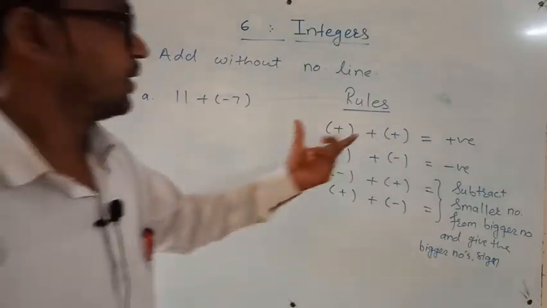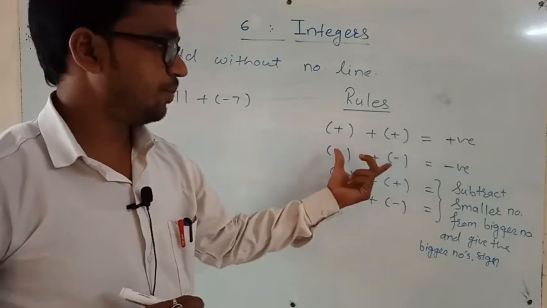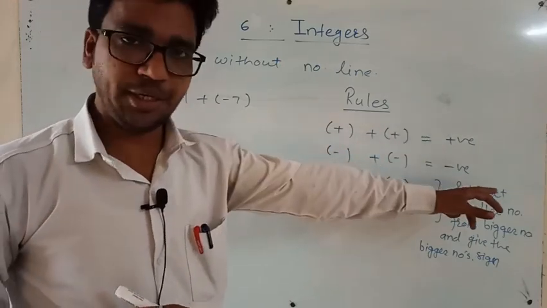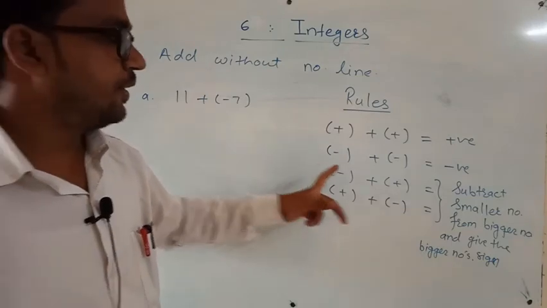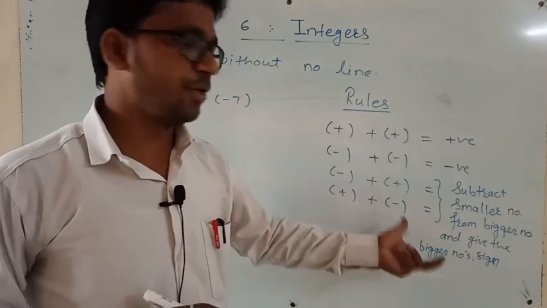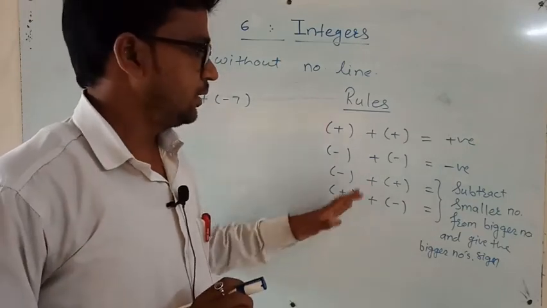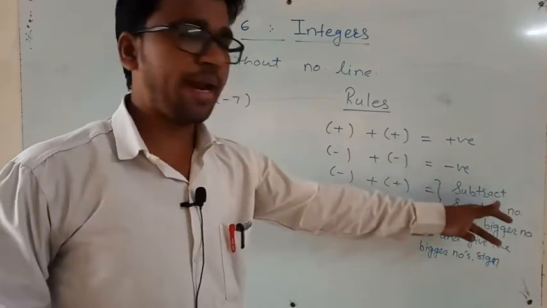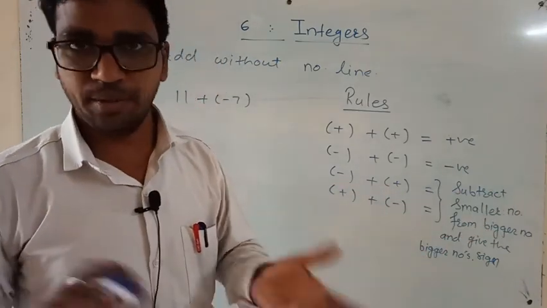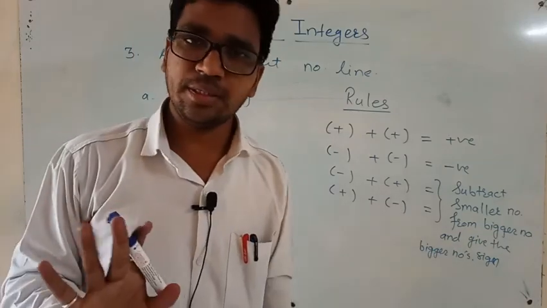See, if both the numbers are positive, then the answer will be positive. If both the numbers are negative, then the answer will be negative. But if negative and positive numbers are there, then simply we forget the signs here, only subtract the smaller number from the bigger number, and give the bigger number's sign.